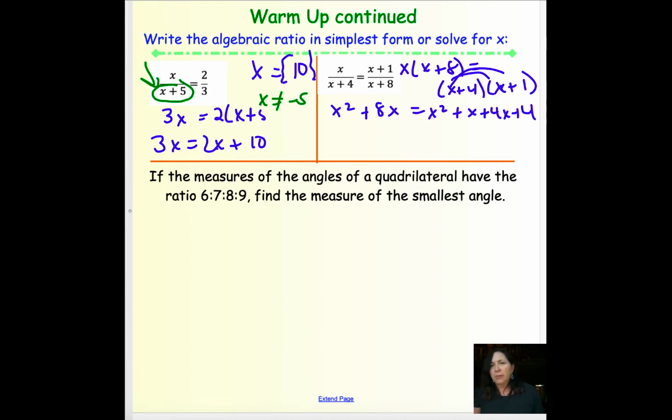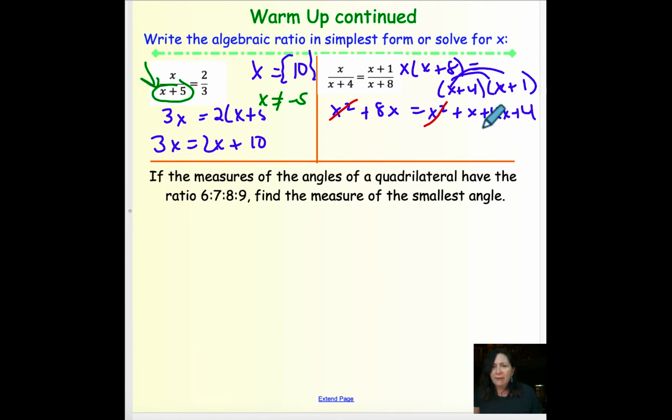Combining like terms and solving for x, I do want to isolate the x. So I want the x's on one side and my regular numbers on the other side. So let's get our x's together. If I subtract x squared from both sides, actually these would go away and they would be eliminated.